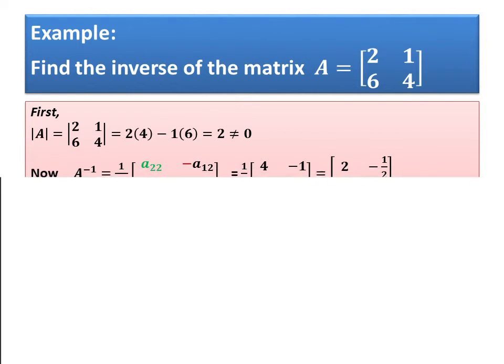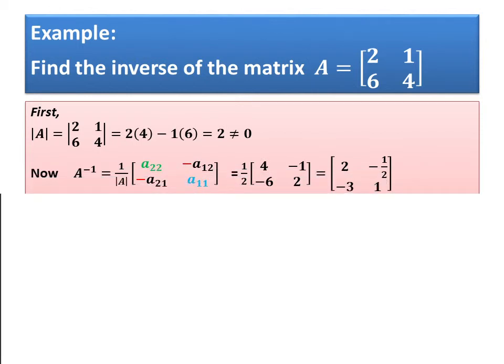Now we find the inverse A minus 1, which is equal to 1 over determinant A multiplied by the matrix. We switch the places of the 2 and the 4, so the 4 will come in the place of the 2 and the 2 will come in the place of the 4. And then we multiply the 1 and the 6, each by a minus sign, by minus 1. So here we have the inverse matrix to be half multiplied by a matrix, 4, minus 1, minus 6, 2. Now we multiply the whole matrix by half, so half times 4 is 2. Half times minus 1 is minus half. Half times minus 6 is minus 3. Half times 2 is 1.